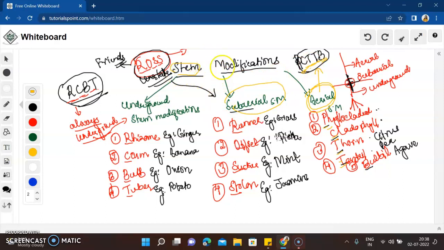I hope you are finding these tips easy. Ma'am is not going into the depth of anything. I'm not going to explain anything in depth, just for your easy way to remember these so that you don't get confused in the exam hall. And also remember, learning the examples is very, very easy, right? So RCBT, ROS, and PCTTB. Okay. Examples of stem modifications: underground, subaerial, and aerial stem modification.